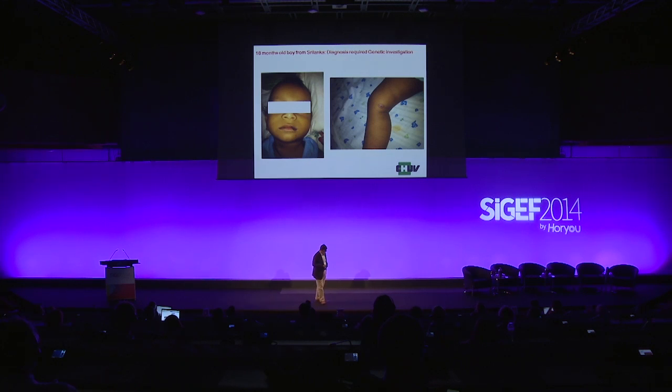And this is a family from Sri Lanka that came to me several months ago, and they were having a bit of difficulty in diagnosis. You can see that in the boy, there is a kind of eczematous rash, and this boy had a stool with blood, and they were a bit confused with the diagnosis.